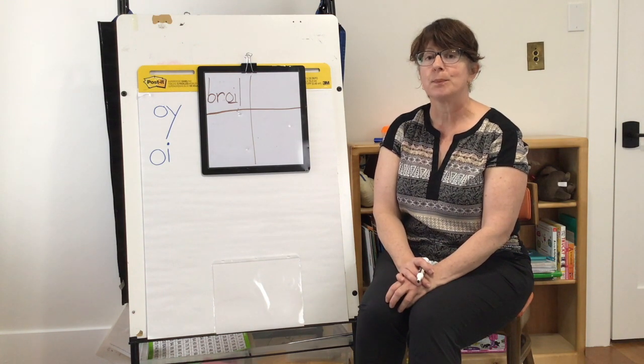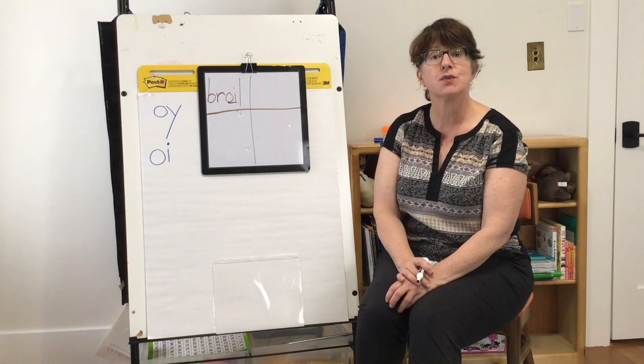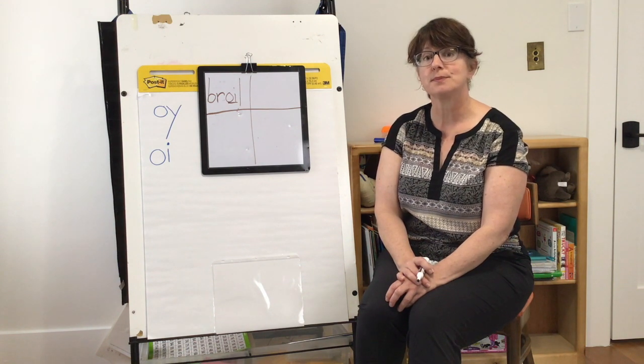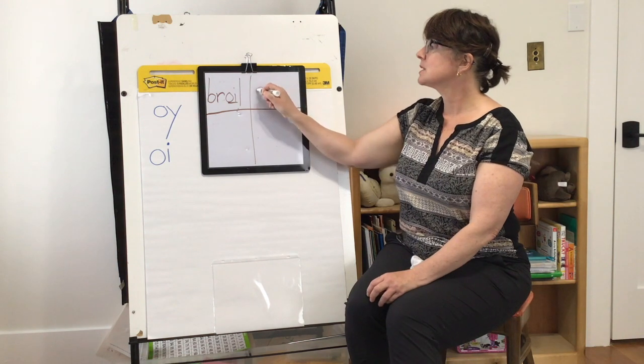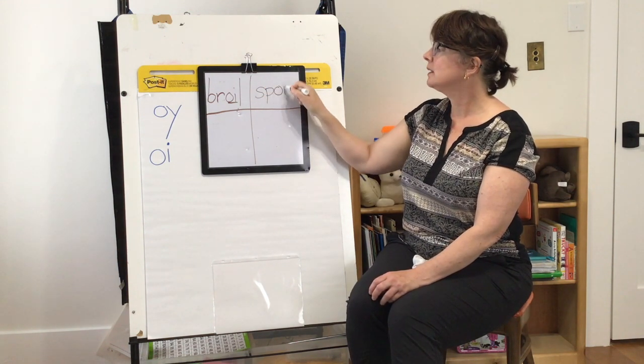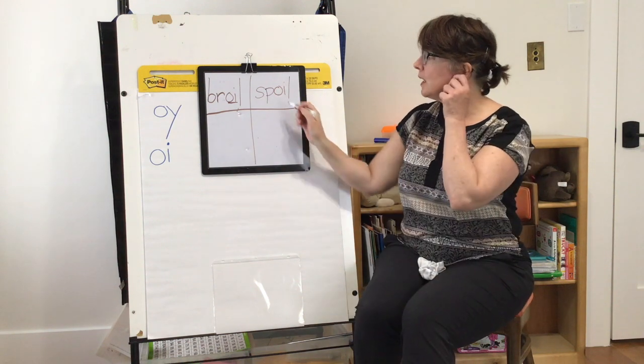Spoil. This one has another beginning blend, so listen for the two sounds that I'm saying. Sp, sp, sp, oil, spoil. Write it. Sp, oil. Underline oi.